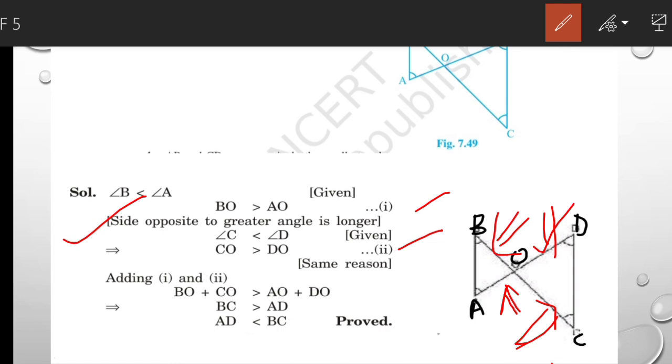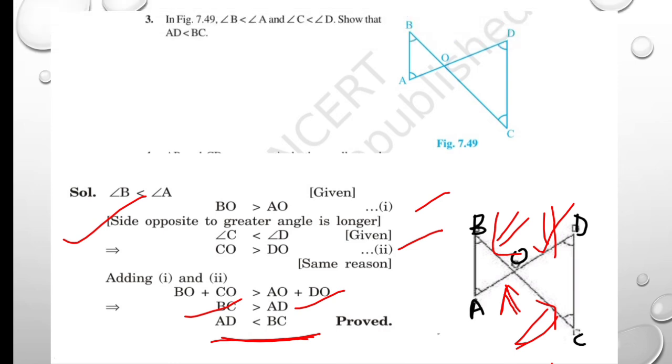So we will get BO plus CO, which gives BC, and AO plus OD, which gives AD, which implies AD is greater than BC. This is what was required to prove. So this is how we have solved sum number 3, and we are following inequalities in triangles.